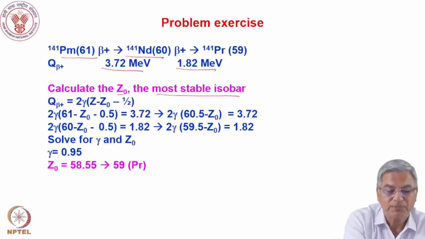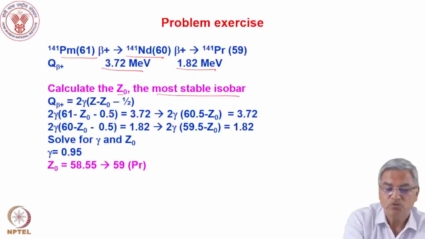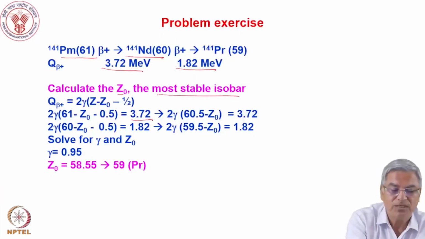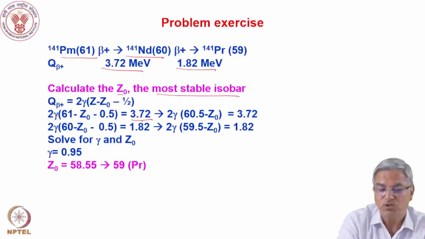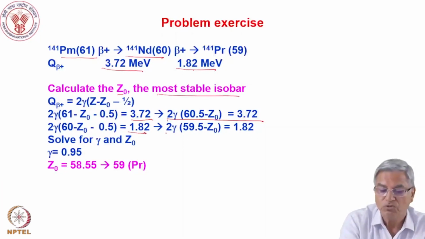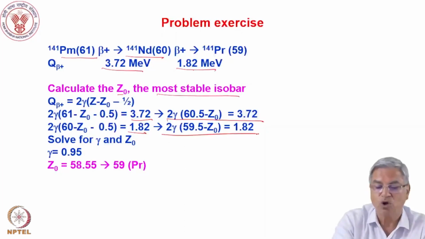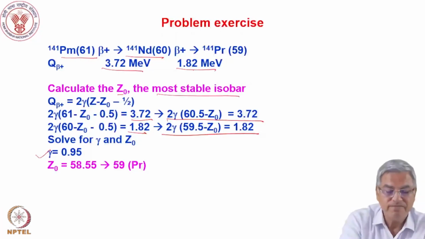So we can write the expression for Q beta: 2 gamma (Z minus Z0 minus half). So Q beta is 3.72. So you can write 2 gamma (61 minus Z0 minus 0.5) equal to 3.72. For the other beta plus decay, 2 gamma (60 minus Z0 minus 0.5) equal to 1.82. So these two equations are there, and you can solve them for Z0 and gamma. And by solving, you will find gamma is 0.95 and Z0 is 58.55.